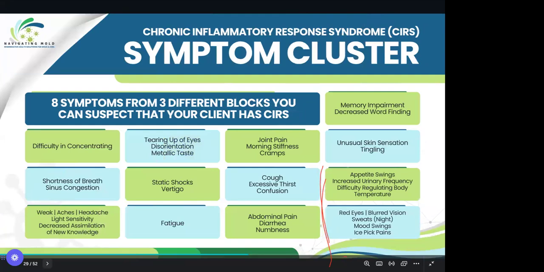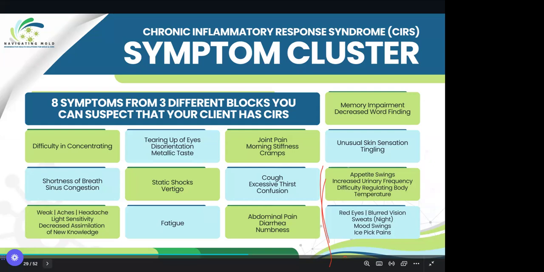So, if you're a practitioner or an individual, the next few things we're going to go over are some ways you can assess if someone has CIRS. This was developed by Dr. Richie Shoemaker. Basically, it's a symptom cluster list. If you've got 8 symptoms from 3 different blocks, that along with the visual contrast sensitivity test is a way a practitioner can actually diagnose you where you don't have to do a whole bunch of other tests.